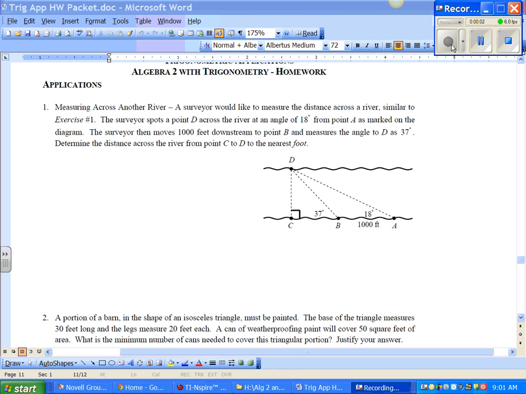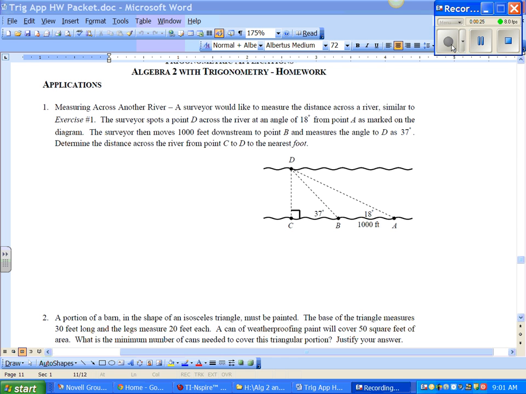Okay, so what we're going to talk about today is trig applications. Essentially, trig applications are real-life problems in which we use the things we've been learning the past 2 lessons to answer different types of questions. So we've been talking about law of sines, law of cosines, and area of a non-right triangle, right? All of those things are going to come into play when we work through these different problems.